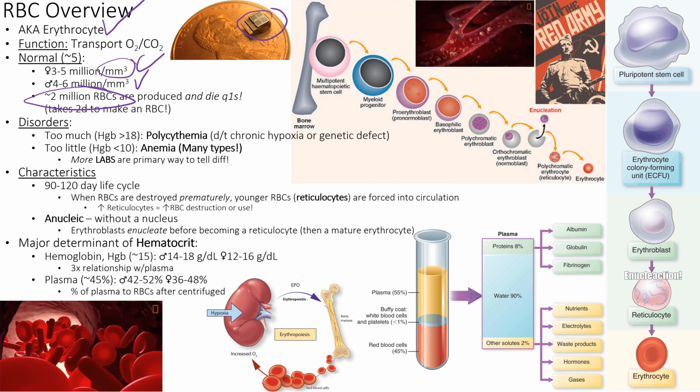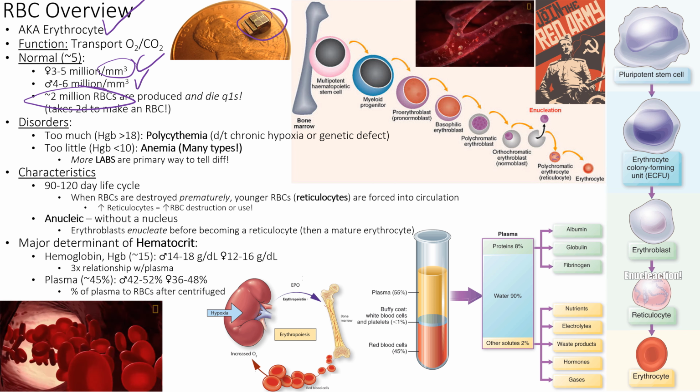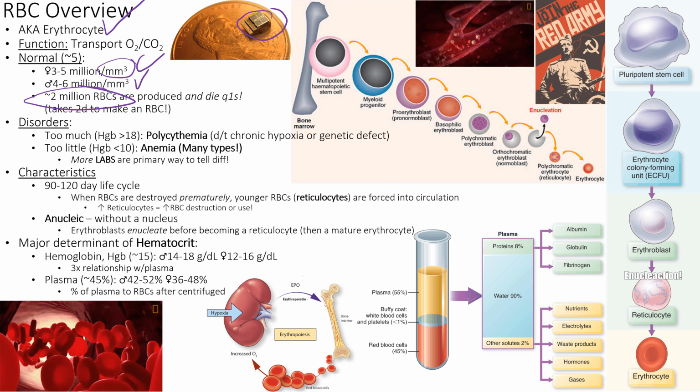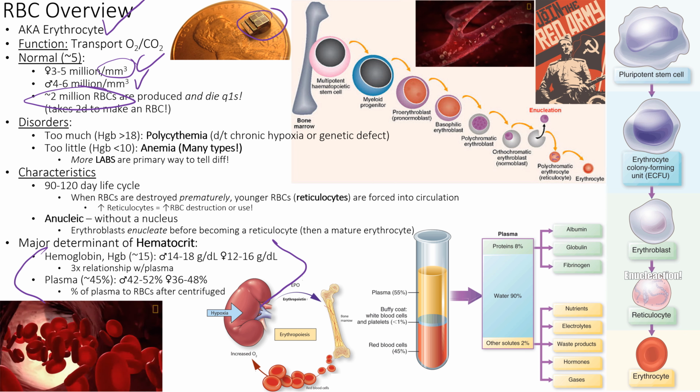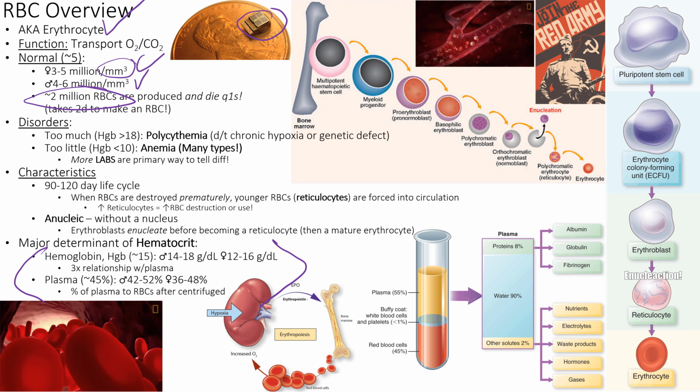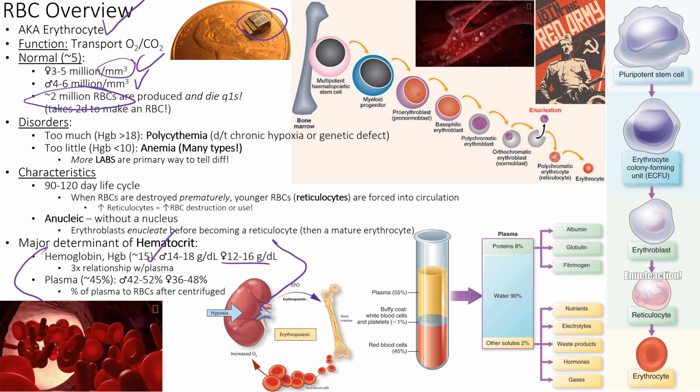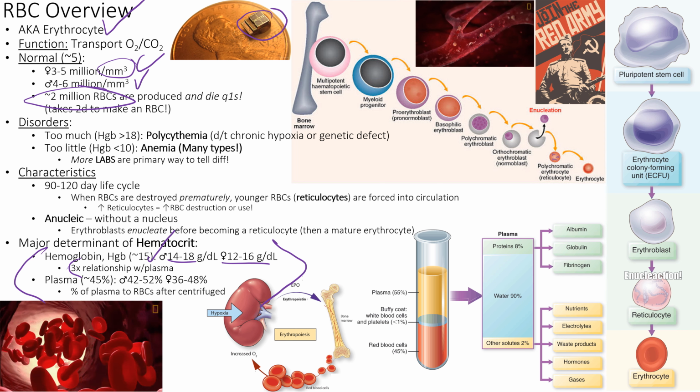Hemoglobin is about 15, right? And that relates to the hematocrit by a 3x relationship. So about 45% would be 3 times 15. It varies between male and female, but it's a 3x relationship, okay?